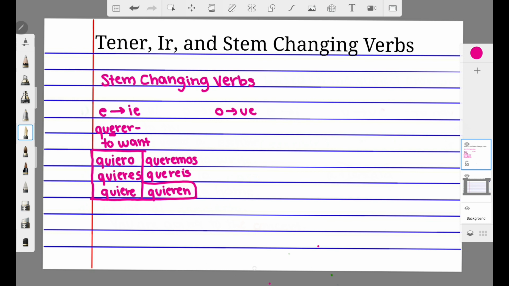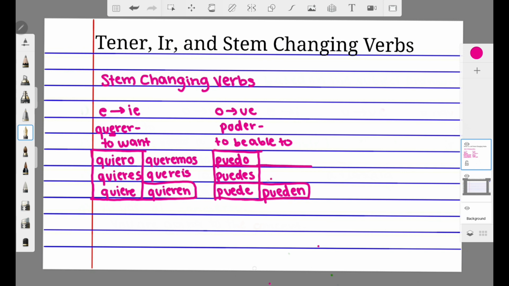Okay, so same thing, O to UE. For example, we have poder. This is to be able to. Puedo, puedes, puede, pueden. That's our boot. And now we can just do the normal ones. Podemos and podéis.